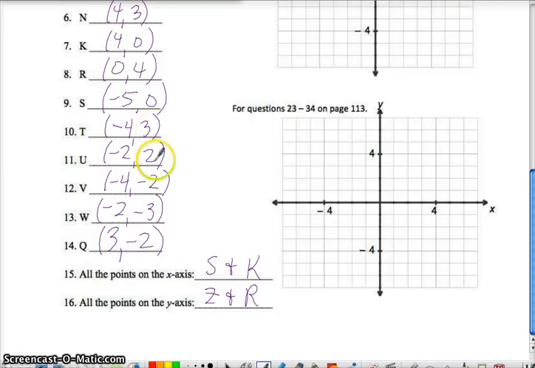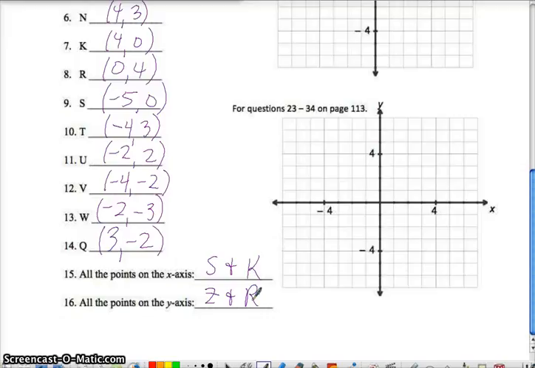U is -2, 2. V was -4, 2. W was -2, -3. Q was 3, negative 2. The points on the x-axis were S and K, and the points on the y-axis were Z and R. If I made a mistake, let me know, but it should be okay.